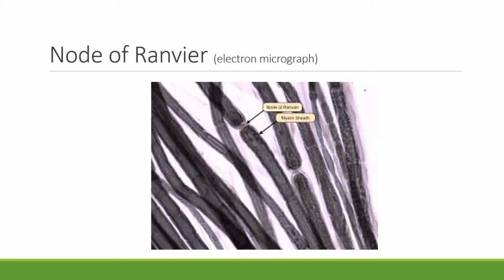This picture was taken with an electron microscope. It's known as an electron micrograph. In this you can see axons covered with myelin sheaths and the nodes of Ranvier between individual Schwann cells.